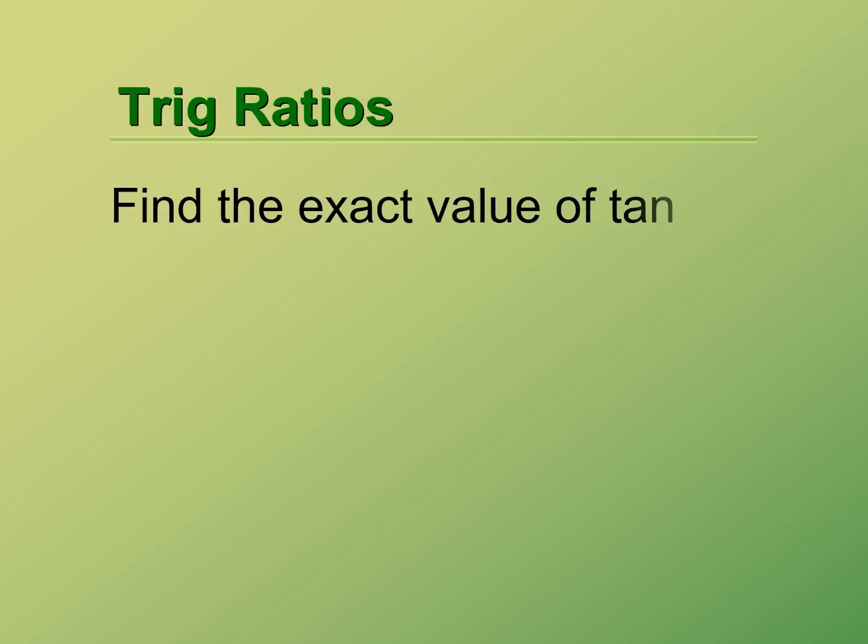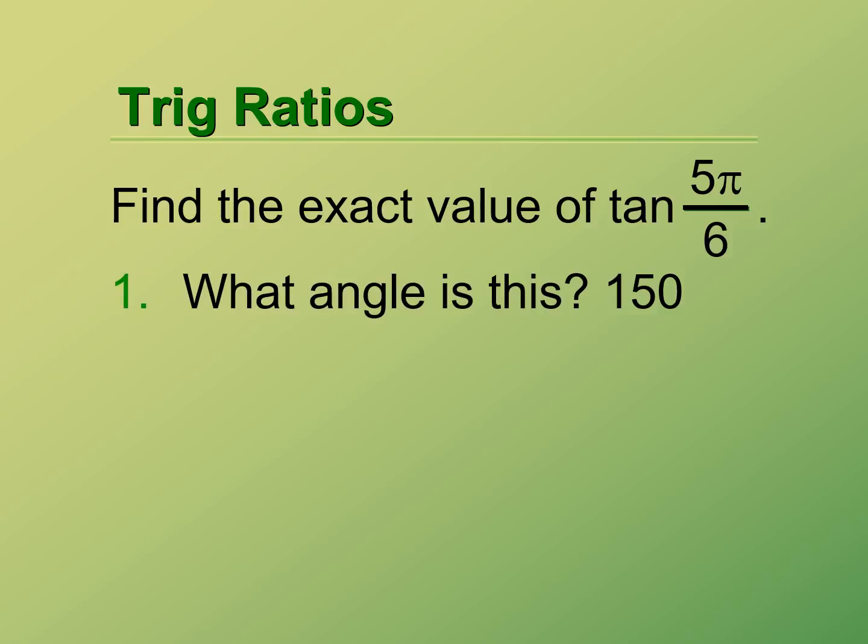All right, so now that we can convert, we can find exact values for radians. So let's say we want to find tangent of 5 pi over 6. So first, we have to convert 5 pi over 6 to a degree. So since we need degrees, we'll do 5 pi over 6 times 180 over pi. The pi's cancel, and then 5/6 of 180 is 150.